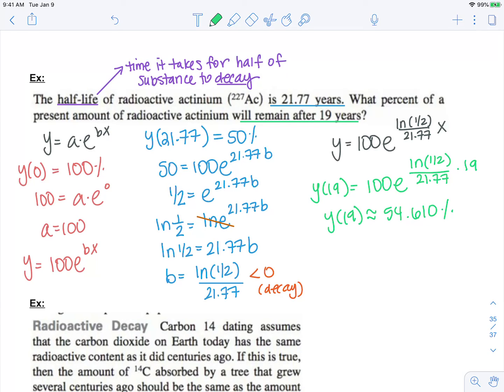So we can say 54.610% of actinium. Did I spell that right? Actinium. Yep. After 19 years. So we can create these models using information given.